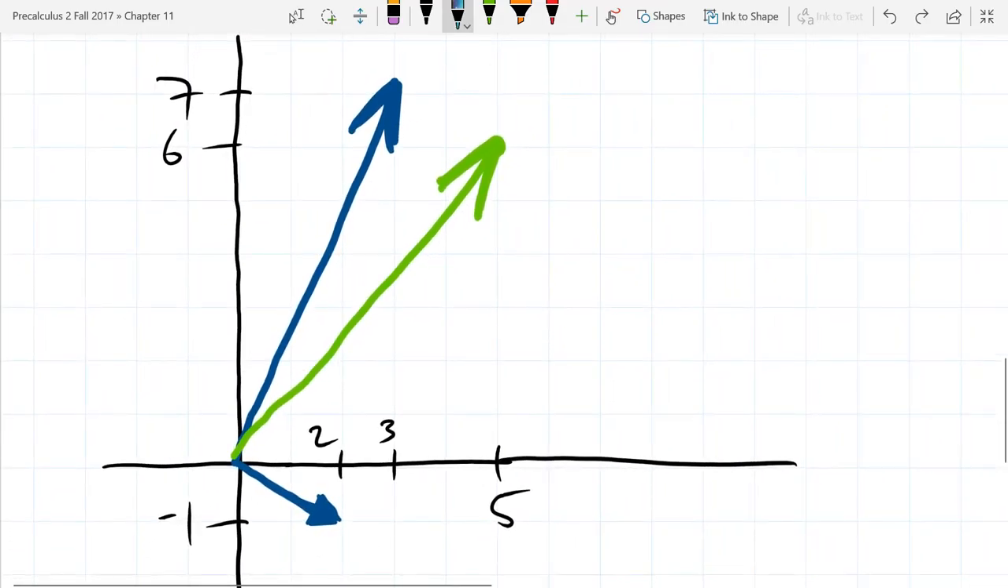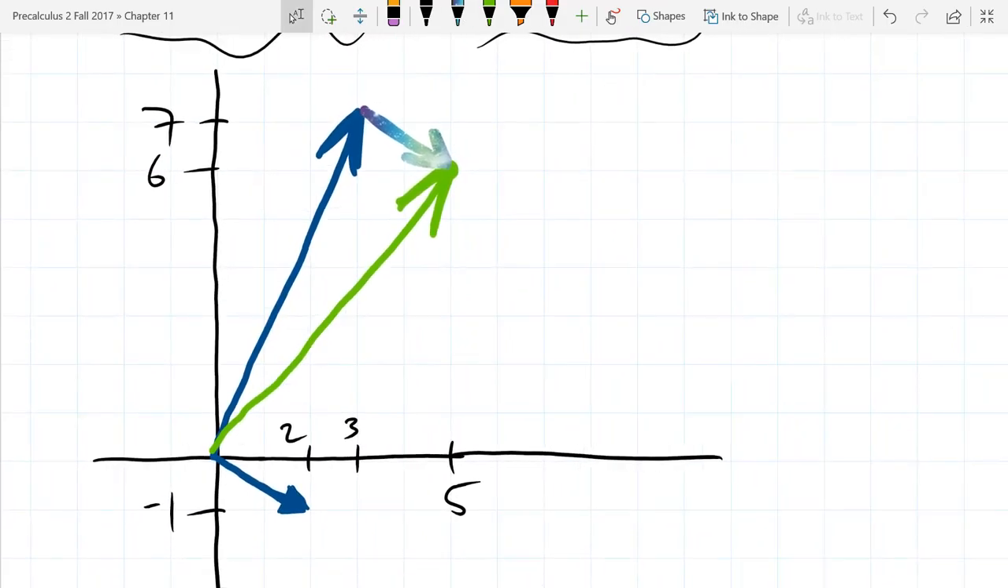All right, so I'm going to move that vector. I'm going to move it up 7 and to the right 3. And it's going to end up right here. All right, and this is called head-to-tail addition. So you basically go along your first vector, and then you take your second vector and you line it up so it starts where your first vector ended. So you're basically making a path, or this is a fancy word, concatenation. You're doing one vector and then the other vector right afterwards.